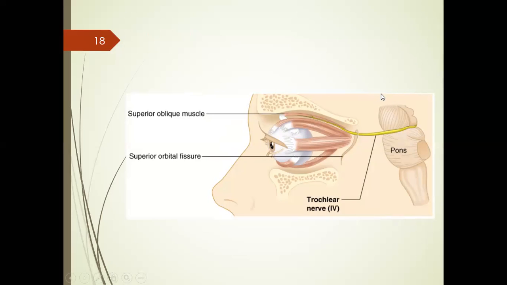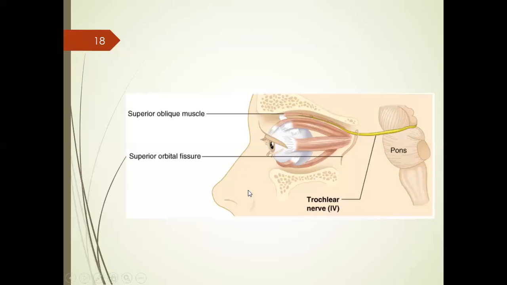So what are the unique features of the trochlear nerve? It is the only cranial nerve which emerges on the dorsal aspect of the brain. Except the trochlear nerve, the remaining 11 cranial nerves emerge on the ventral aspect of the brain. And this nerve is the most slender of all the cranial nerves, and it is the smallest cranial nerve.